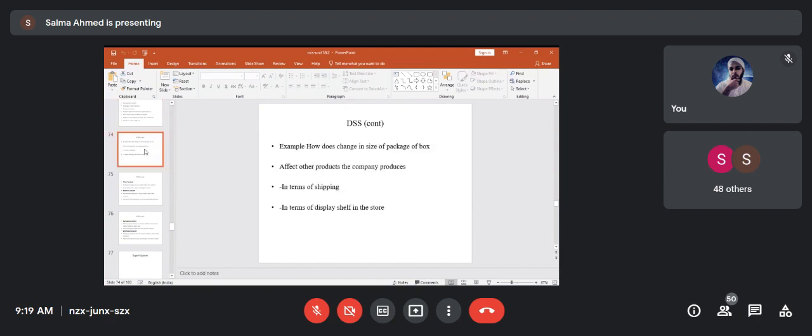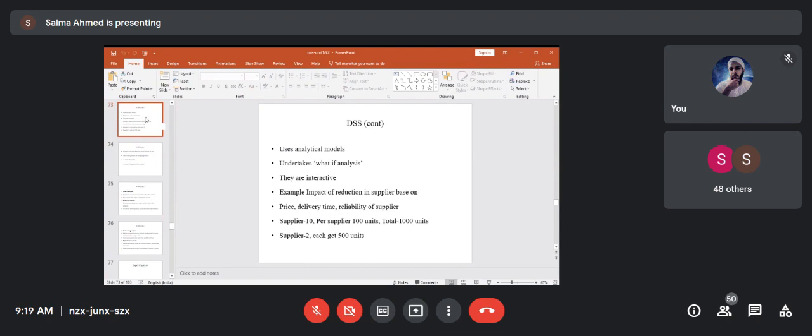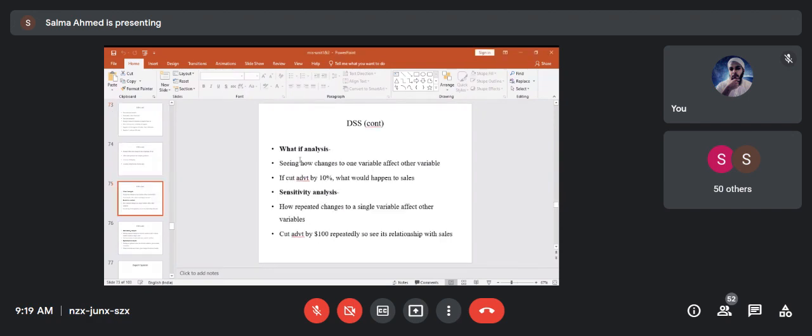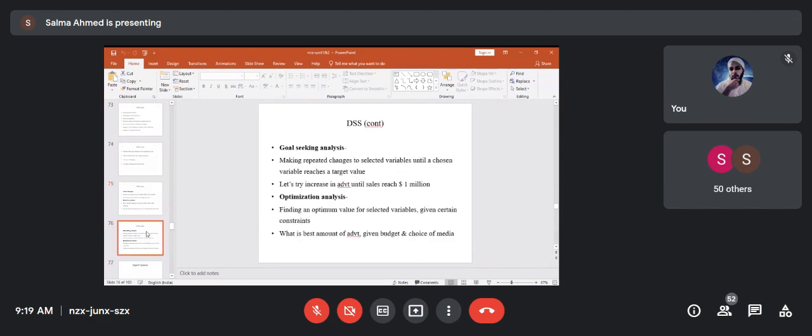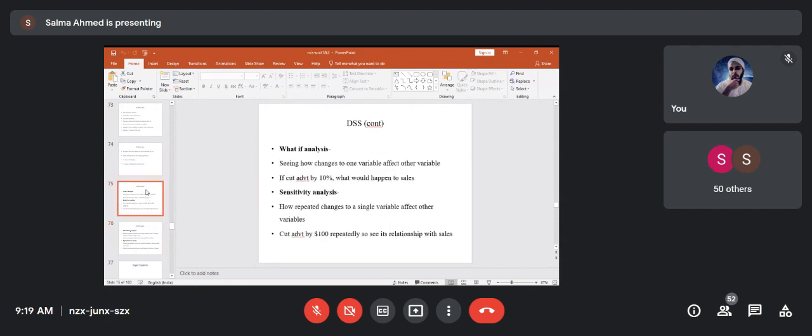Now let us move on. We took an example of the supplier base and the impact a reduction in supplier base has on the price, on the delivery time, on the loyalty of the supplier. Whatever variables they have decided upon, it will be able to answer only that, not beyond that. Now let us see the 4 methods. They are what-if analysis, sensitivity analysis, goal-seeking analysis, and optimization analysis.